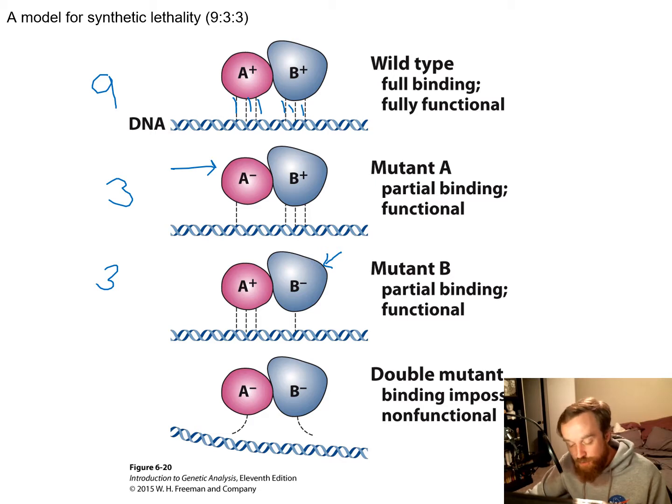However, if you have 2 mutations, we no longer have the ability to function as a unit. It's no longer able to bind to the DNA and provide transcription, etc. And so we get a lethal phenotype. So we don't see this portion ever. So this is a 0. So this is how we end up getting a 9:3 ratio.